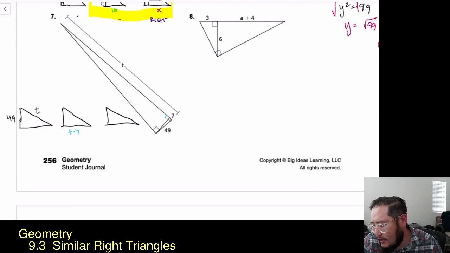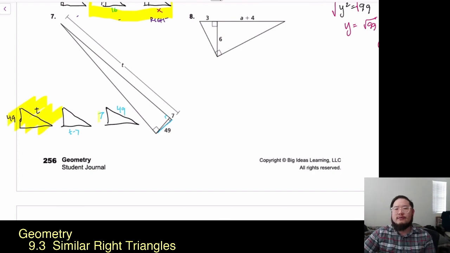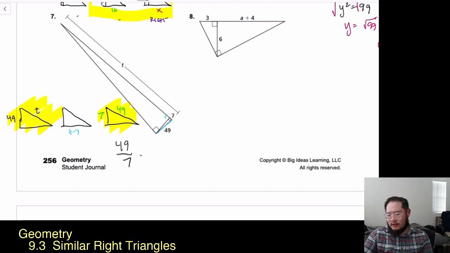That 49 right here looks to be the hypotenuse, right? Opposite of that right angle. And so I'm going to go ahead and use these 2 triangles right here to set up my proportion. And then I'm going to go ahead and put 49 over 7 is equal to t over 49.